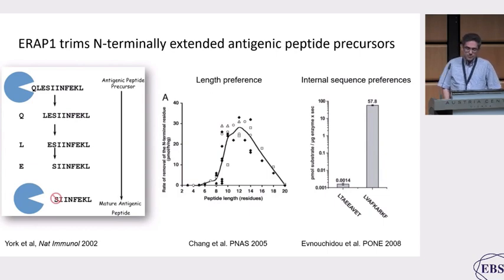The figure on the right shows kind of an extreme example. This is an artificially designed peptide to illustrate this effect. Both peptides have the same N-terminus, but their trimming rate is tens of thousands fold different.